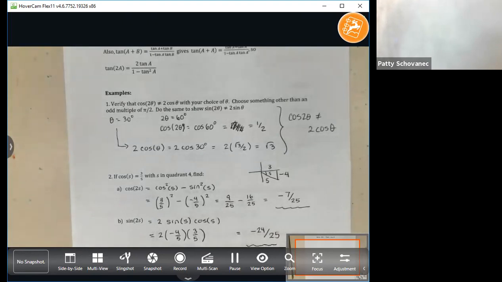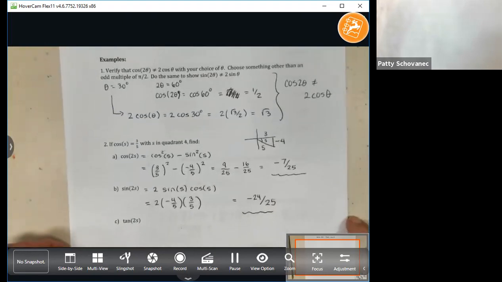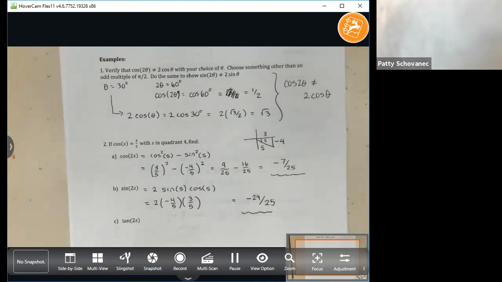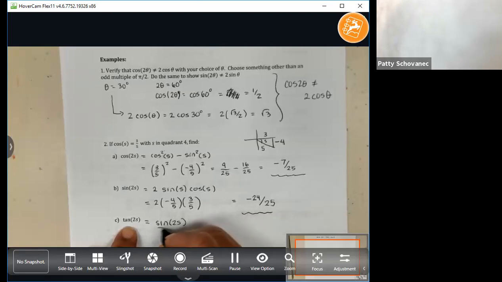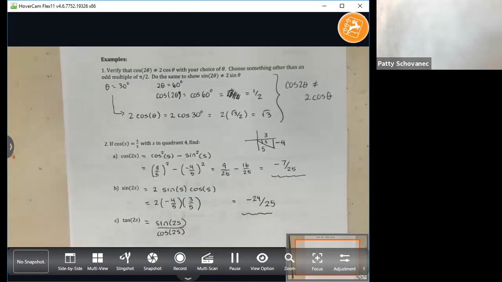The next one asks for the tangent of 2S. I have an identity for it, but I'm just going to use the definition that the tangent is the sine over the cosine. And I just found those two guys. So instead of using that identity, I'll use our definition that the tangent of 2S is the sine of 2S divided by the cosine of 2S.